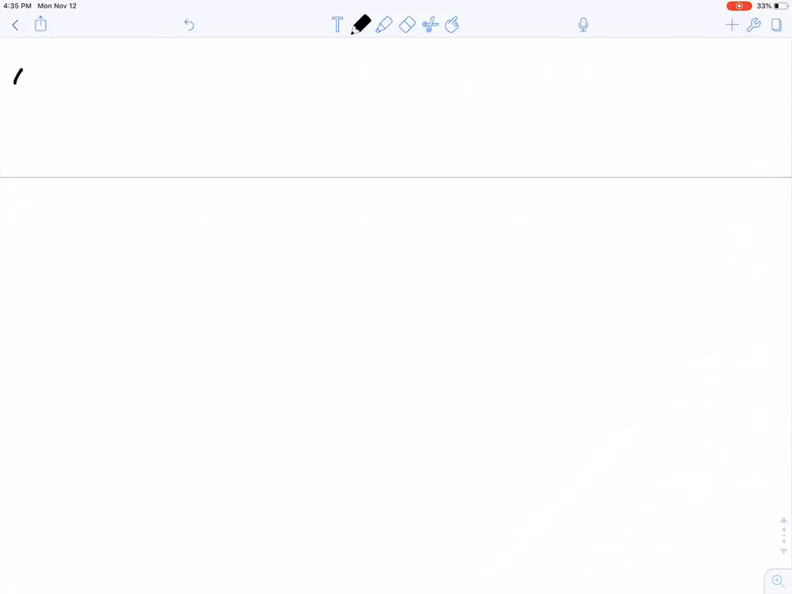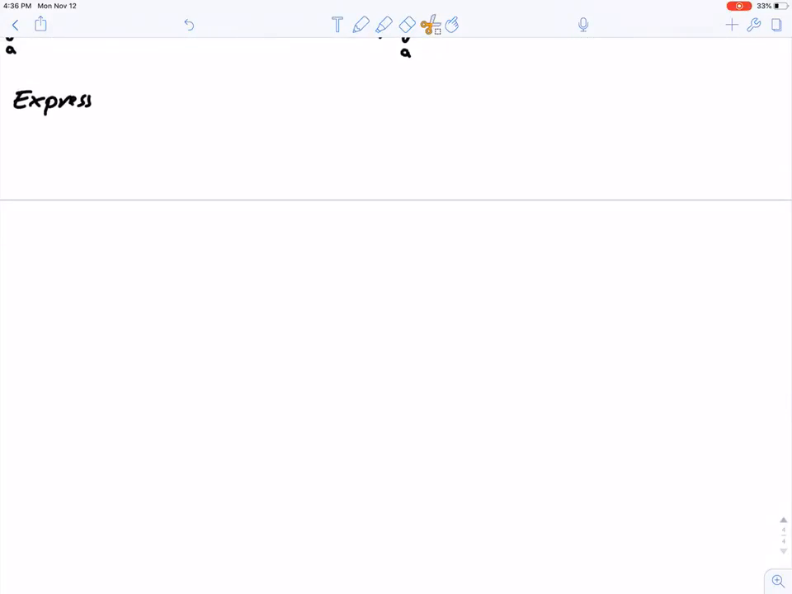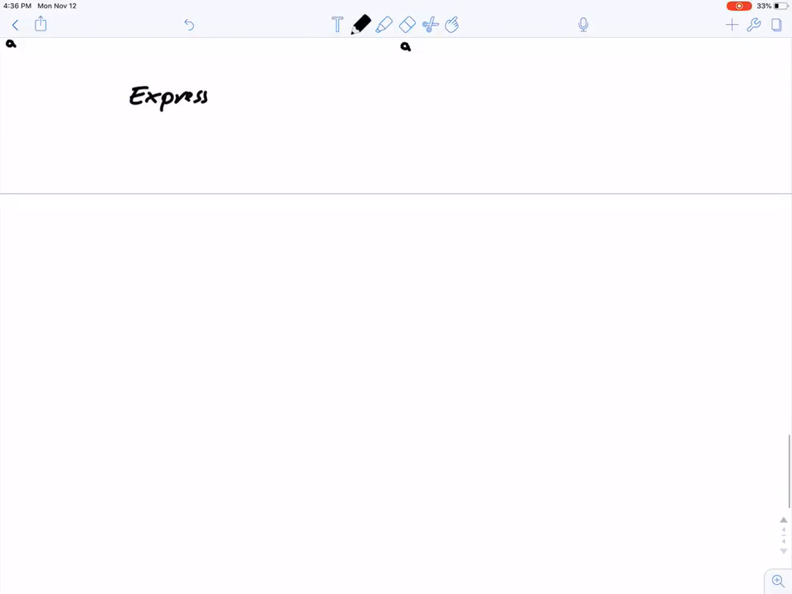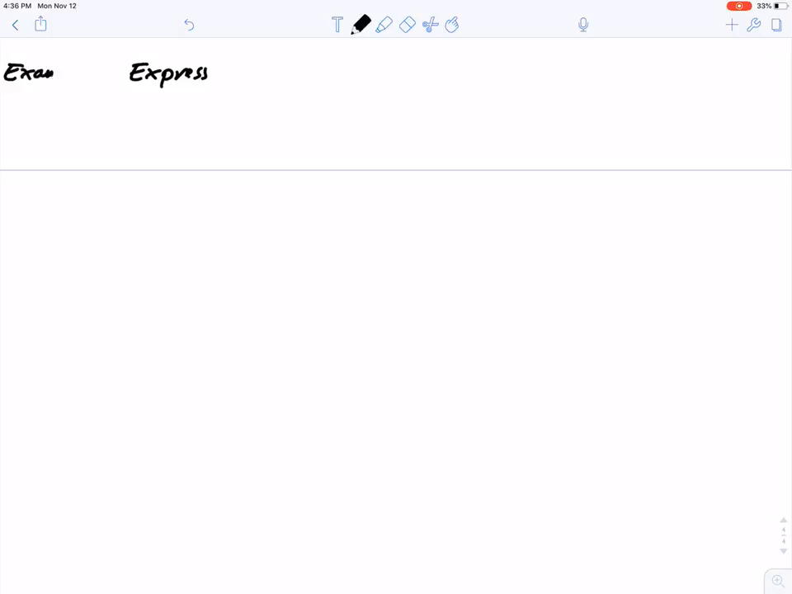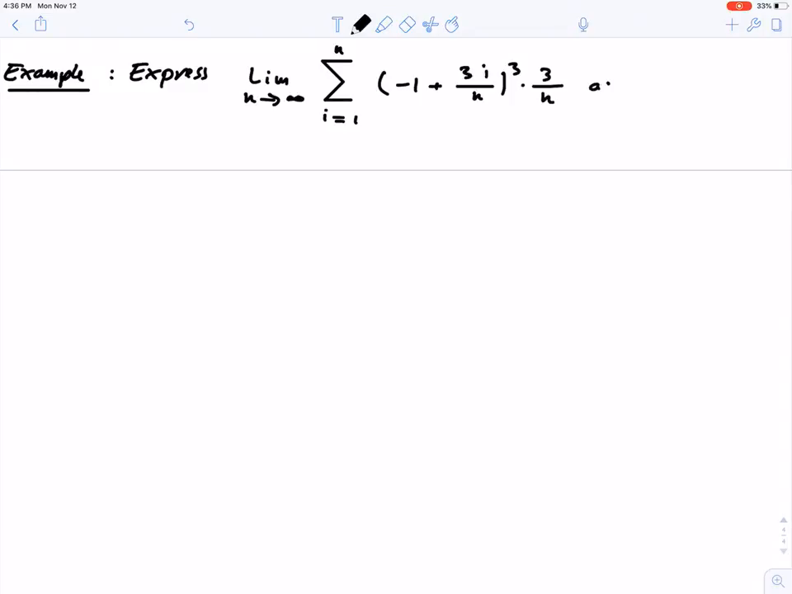So let's think about the following. Let's express, so this is an example. Let's express this. I want to really make sure we really understand the format of Riemann sums. So I want to express this guy. We'll do the limit as n approaches infinity. This is going to look absolutely terrifying. I'm going to write it down. The sum from i equals 1 to n of (minus 1 plus 3i divided by n) cubed times 3 over n, as a definite integral.